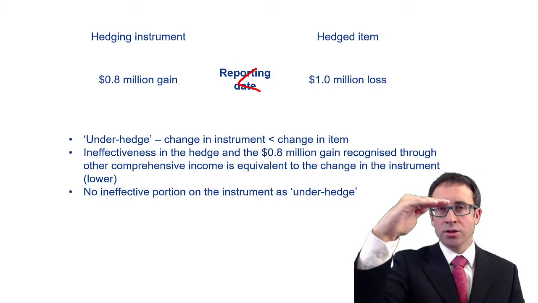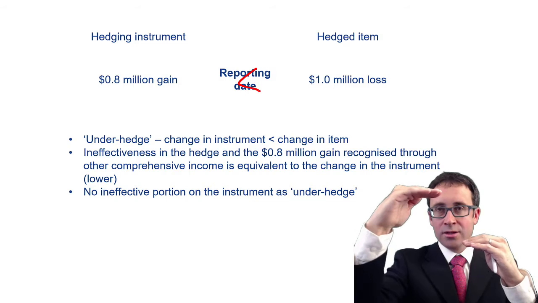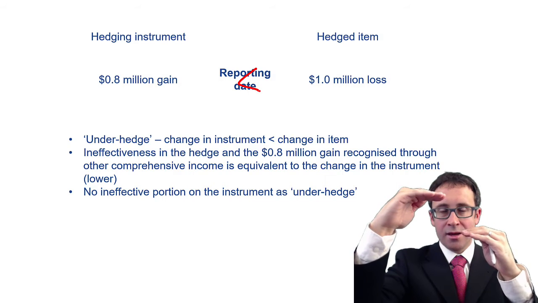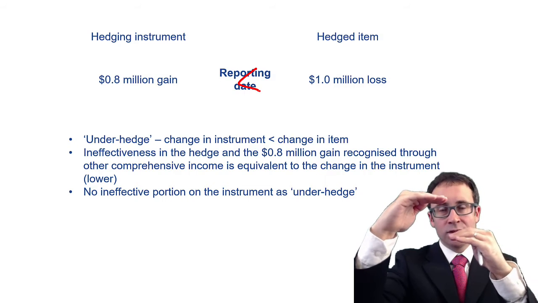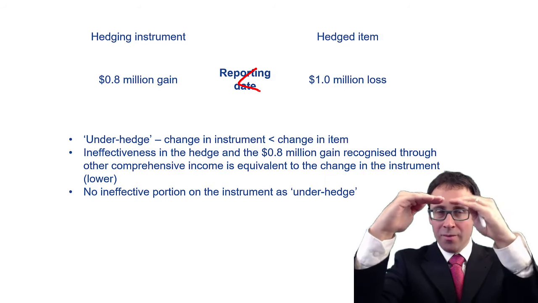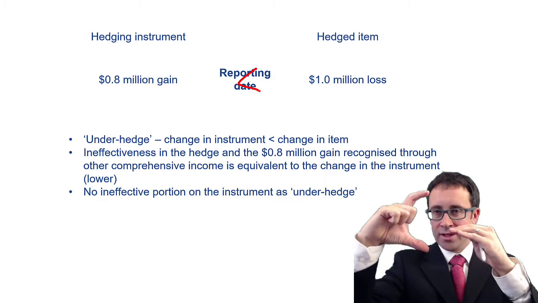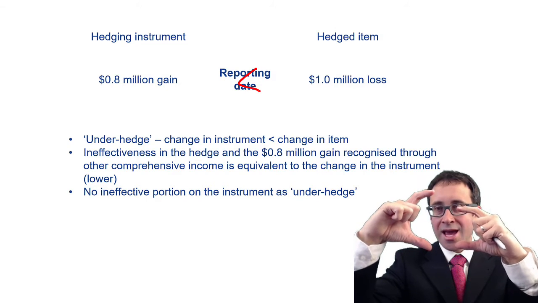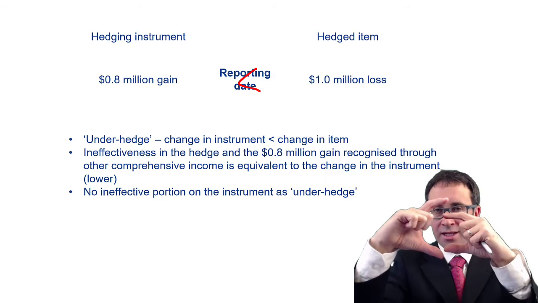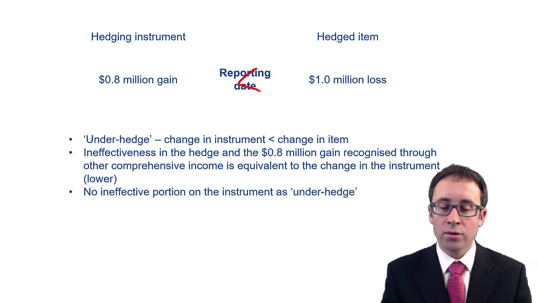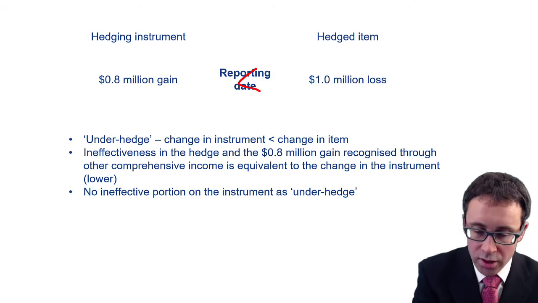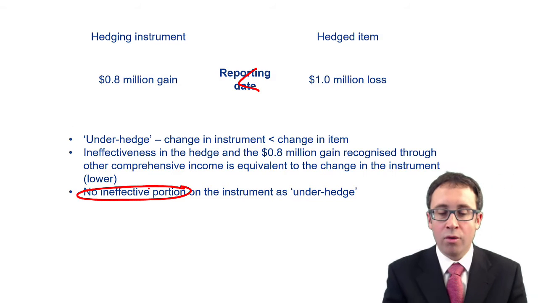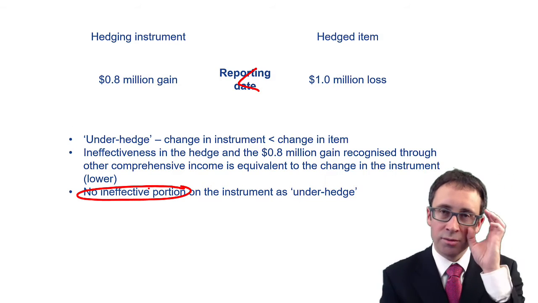So here's my loss on the item, here's my gain on the instrument. Okay, the gain on the instrument isn't doing enough, is it? It needs to be up here a bit, but all of this loss here has gone to OCI in the item, so the gain here is allowed to offset it in full, and it all goes to OCI. So what you have is that there is no ineffective portion on the instrument.